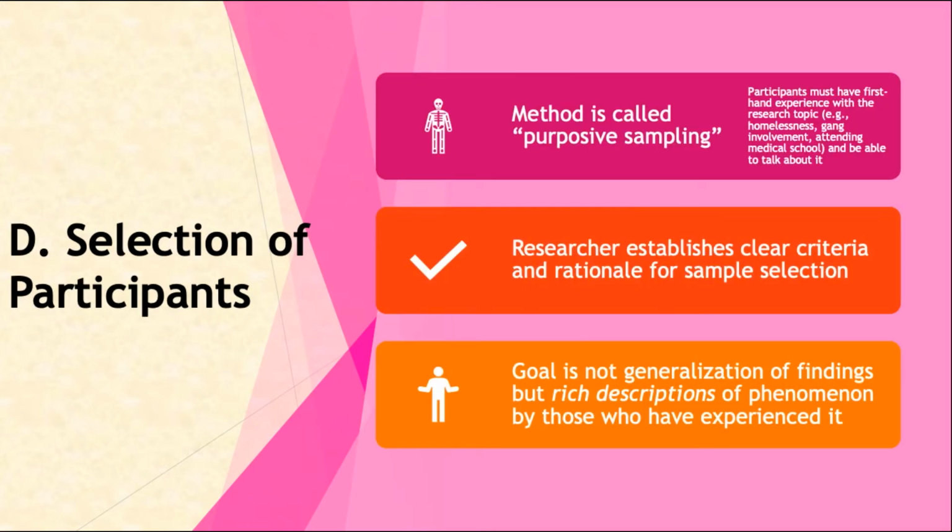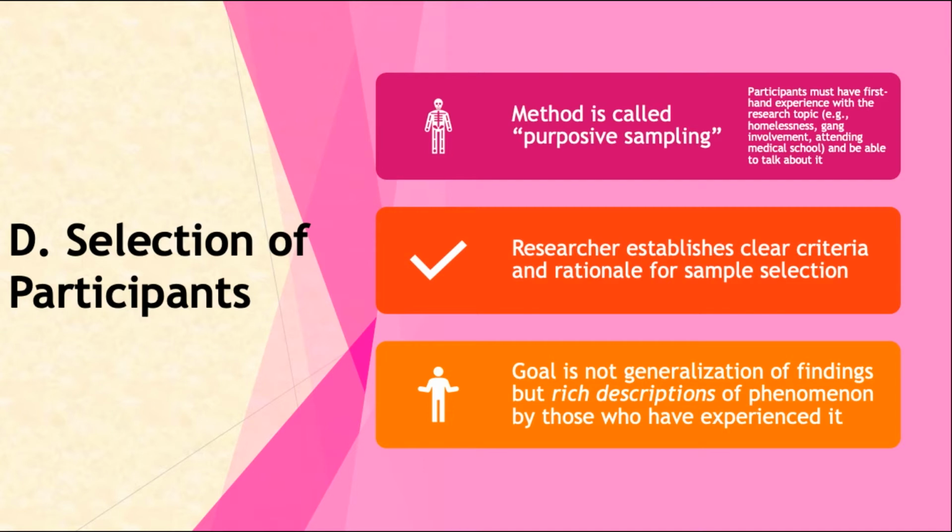So the method is called purposive sampling, where the participant must have first-hand experience with the research topic. For example, homelessness or gang involvement, attending a medical school, and they must be able to talk about it. You cannot just ask someone, for example, you talk about homelessness. You cannot ask someone who has a friend who is homeless to tell you about the experience. You must go at midnight to the street, for example, and find those homeless people and interview them.